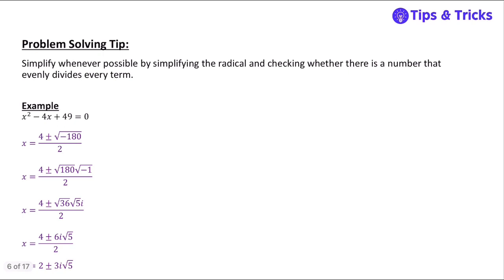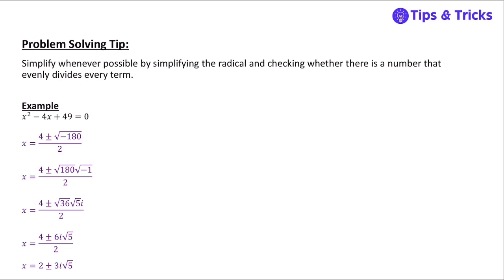Remember also, we want to simplify whenever possible by simplifying the radical and checking whether there's a number that evenly divides every term. Once we plug in a, b, c, and the value of d into our quadratic formula, we can get something that looks like this, for example: 4 plus or minus the square root of negative 180, over 2.